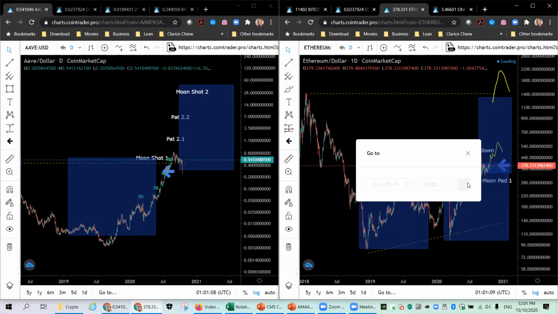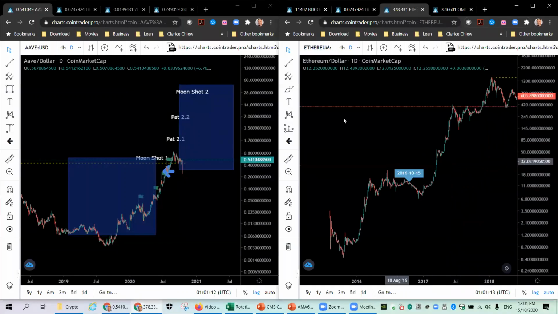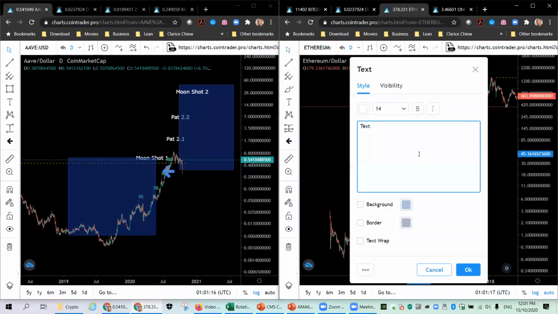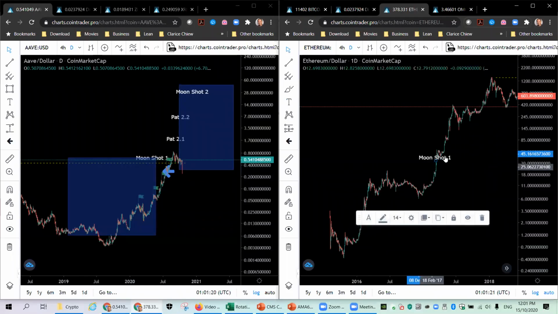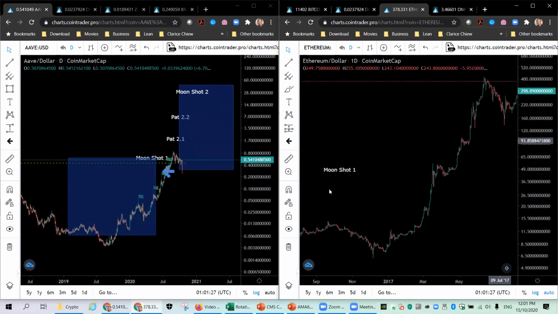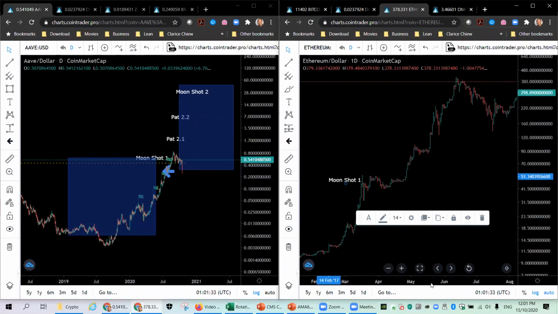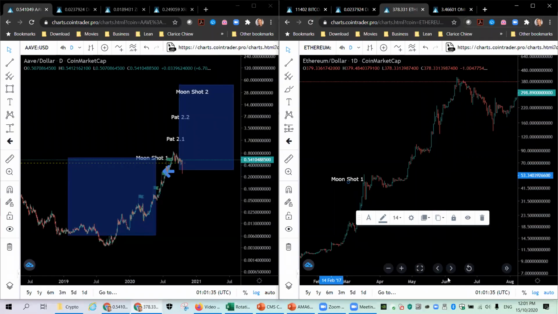2016 Ethereum. So let me help us compare Ethereum, right? So for example, Ethereum's 2016, this is the moonshot one, right? So that's the moonshot one for Ethereum. Let's just zoom in over here. Here's the moonshot one.